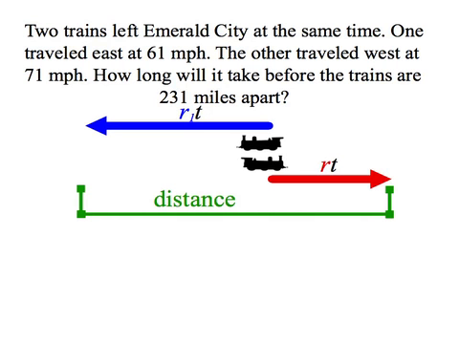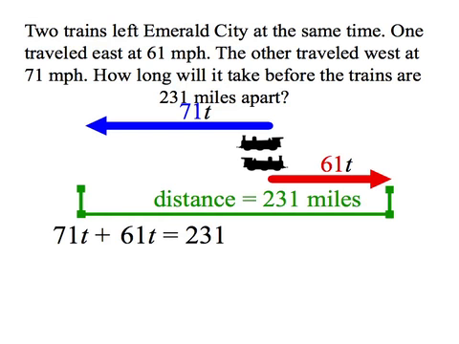They're both the letter t, because the times are the same for each train. The slower train is 61 for its rate, and the faster train is 71 for its rate. So once again, we just have the one variable t, and their distance is 231 miles. So we add the 71t plus the 61t to get 231. We combine like terms to get 132t. We divide 231 divided by 132, we get 1.75.